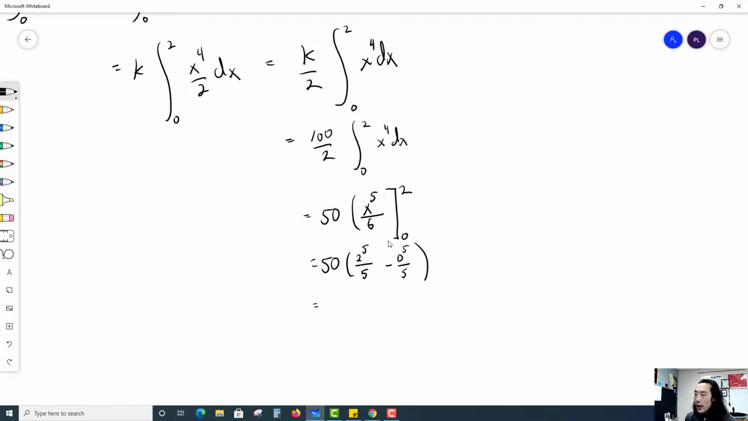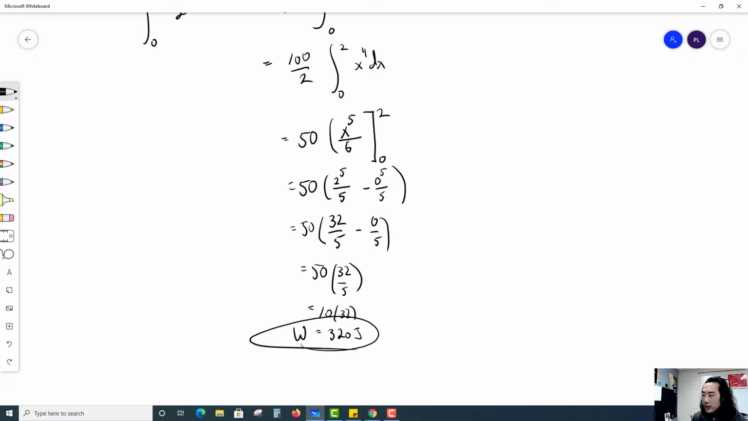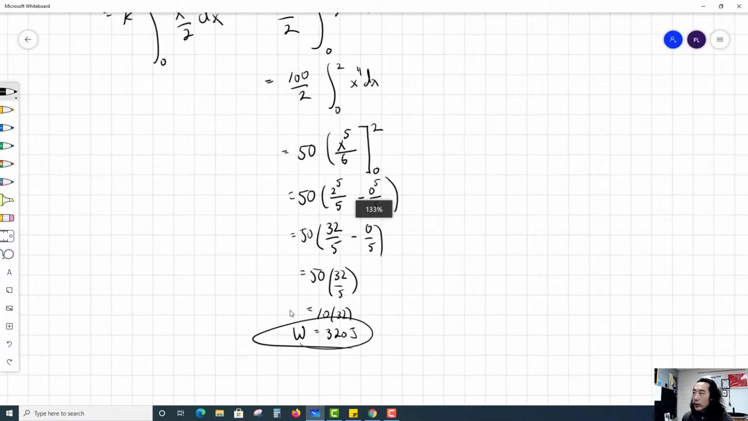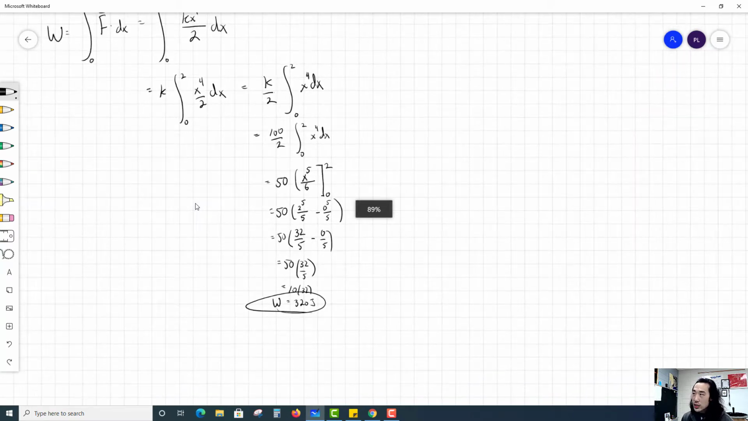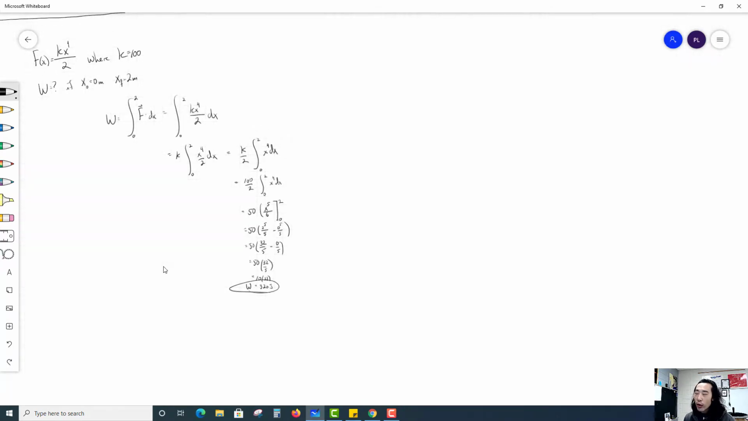All right, and I'm going to bust out my calculator to see what this is equal to. 2 to the fifth power gives us 32 divided by 5, minus 0 to the fifth power gives us 0, 0 divided by 5. Let's clean that up. We get 50 times 32 divided by 5, and 50 and 5 give us 10 times 32, and we get a total of 320 joules as our final answer. So the work done was 320 joules along the path from 0 to 2 meters, given this force function of kx to the fourth divided by 2, where k is 100.